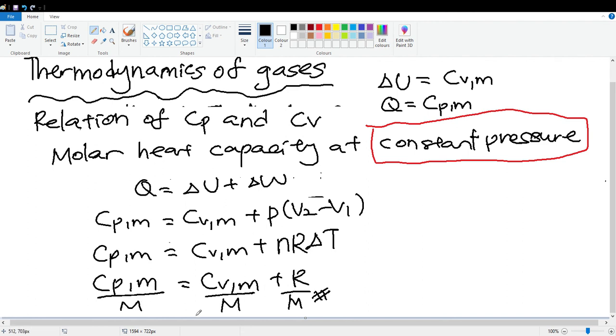After dividing by the molar mass, what we get is Cp equals Cv plus R over M. So this is our true relation between the Cp and Cv. So we have done this objective. This is the relation that we need. Alright, so we have done this relation.